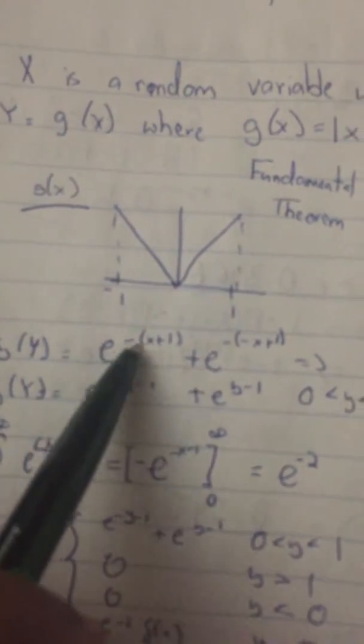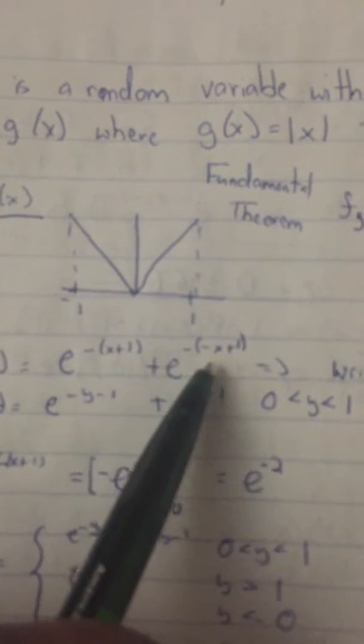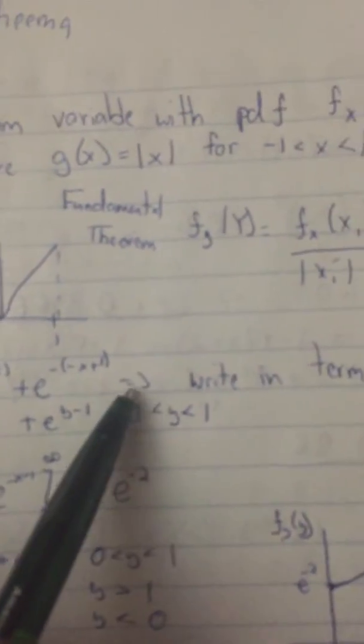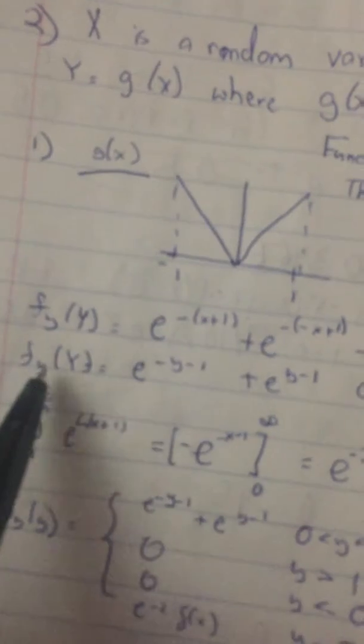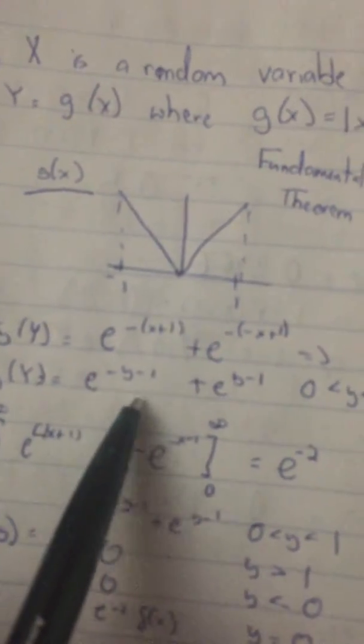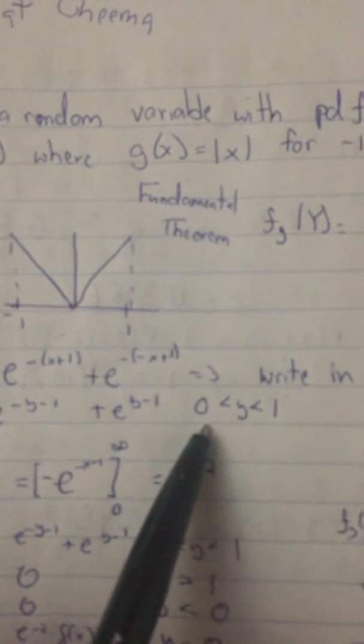So if you replace with positive x, small f of y equals e to the negative x plus 1. Replace x with negative x plus e to the negative x plus 1. And as you can see, this is f of y. You have to write it in terms of y. So that will be small f of y equals e to the negative y minus 1 plus e to the y minus 1.